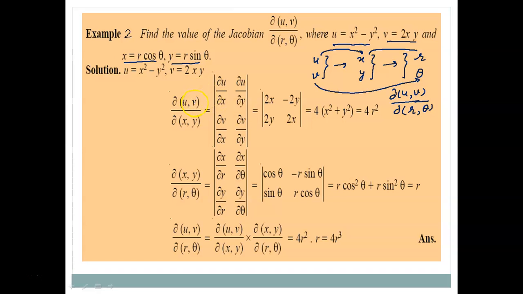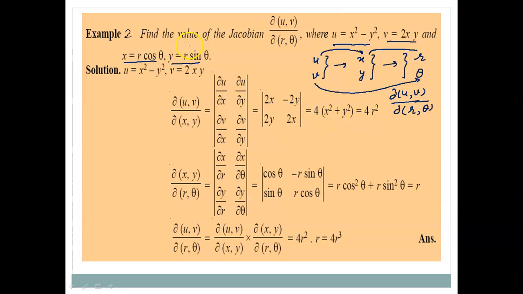So you see, first we find here ∂(u,v)/∂(x,y). Obviously, the value is ∂u/∂x, ∂u/∂y, then ∂v/∂x, ∂v/∂y. So from this expression, I can have ∂u/∂x equal to 2x, and ∂u/∂y gives you minus 2y. Similarly, ∂v/∂x gives you 2y, and ∂v/∂y gives you 2x. So after simplification, you can have this value equal to 4(x² + y²).